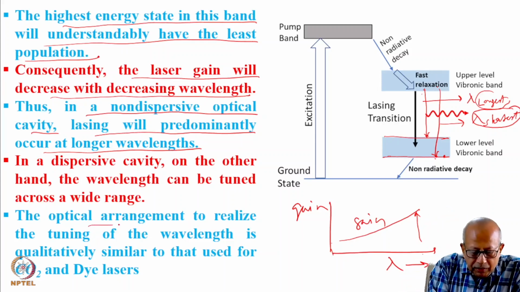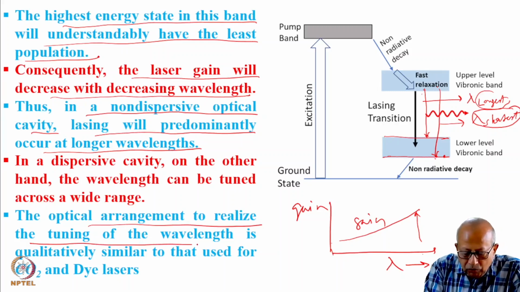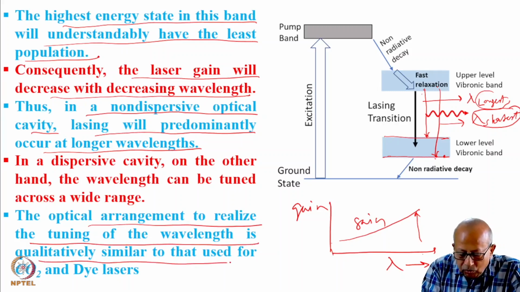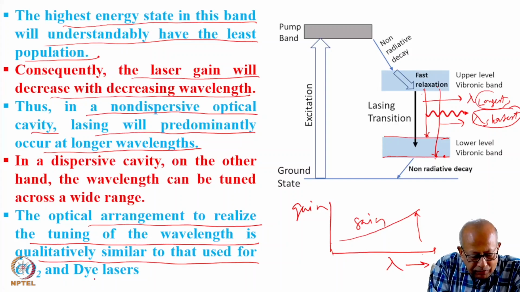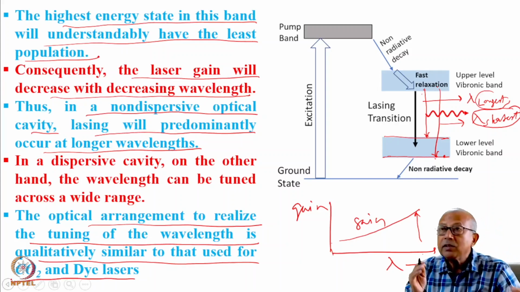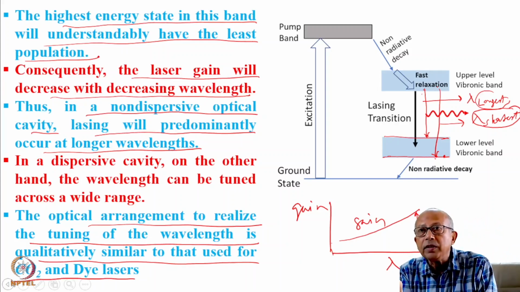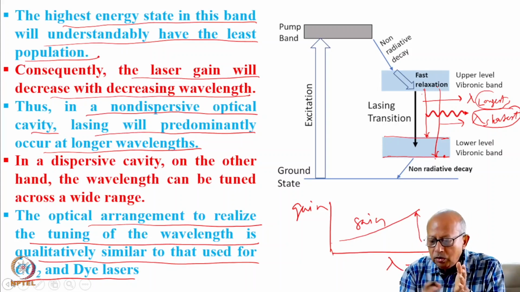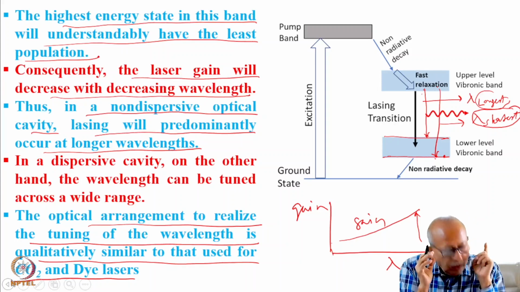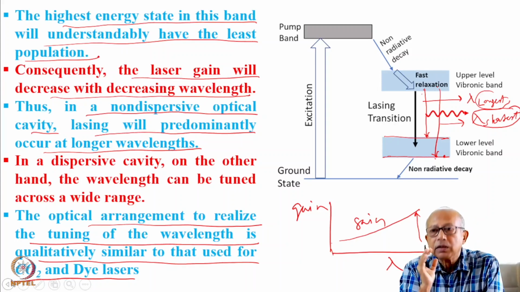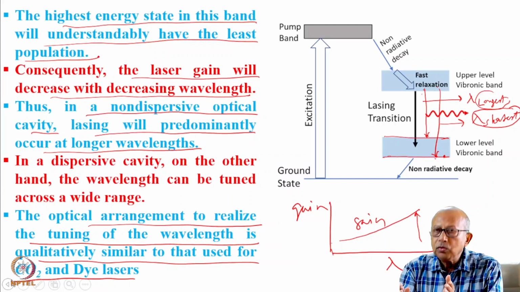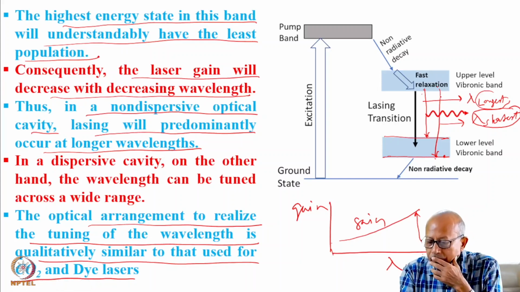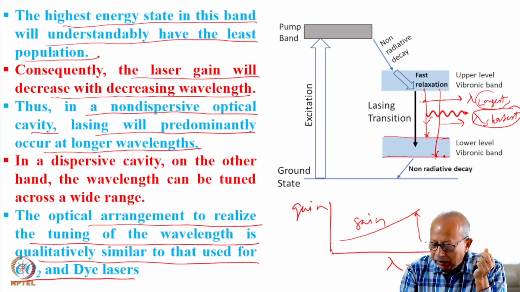And the optical arrangement to realize the tuning of the wavelength is qualitatively similar to that used for CO2 and dye lasers. It makes use of a diffraction grating, and the mechanism of using a grating to tune the wavelength of the laser will be discussed when you study the carbon dioxide laser. So if you do not use a dispersive element, then the emission will be predominantly at longer wavelength, where the gain is more.